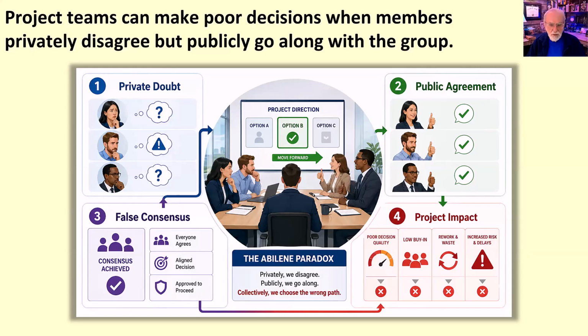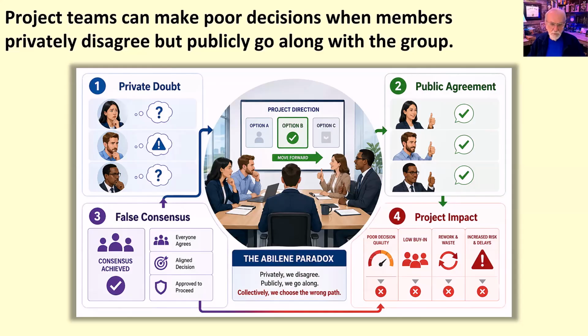In a project setting, this can happen when a team accepts an unrealistic deadline, agrees to a risky technical approach, supports an unclear requirement, or continues with a failing plan because no one wants to be the person to challenge the direction. Each person may think, "Well, I have concerns, but everyone else seems to be okay with it." Meanwhile, several other people may be thinking the same thing. And this creates a false consensus.